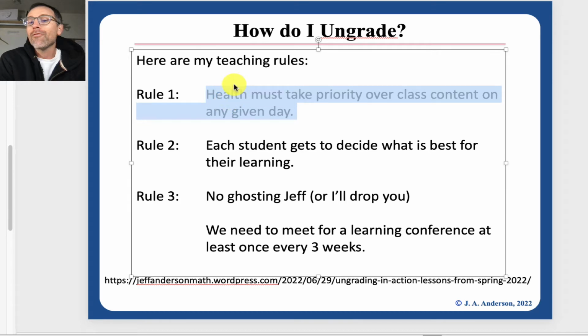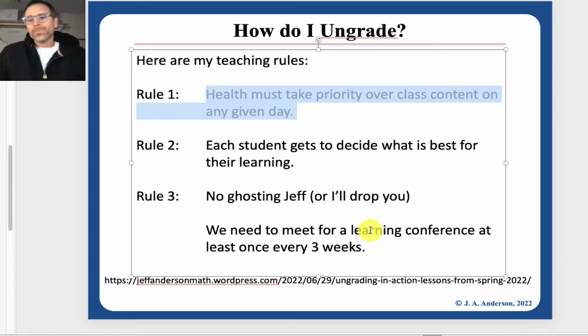Their health. Always. Right? On any given day, I want them to center health, because if I'm serious about deep learning, health has to come first. This is related to Maslow's hierarchy of needs. I want them to be healthy first. If they don't have health, they can't do learning, period.